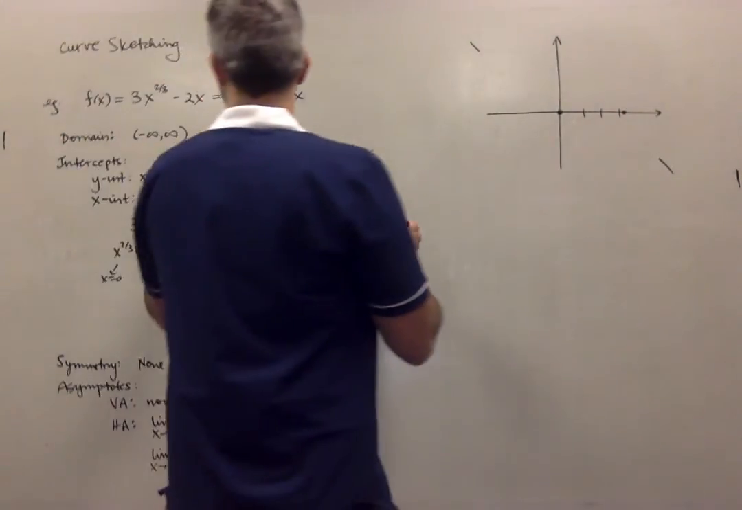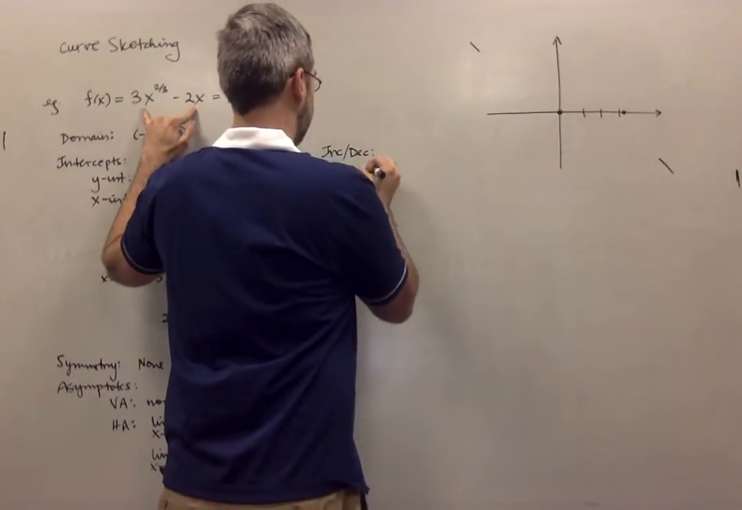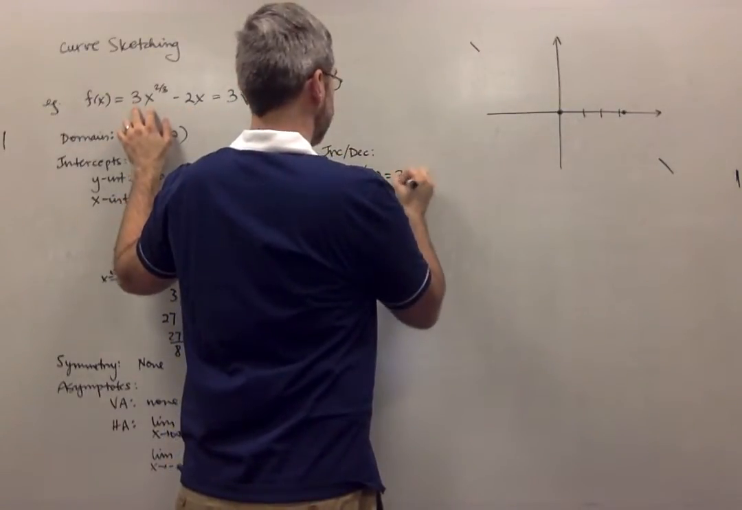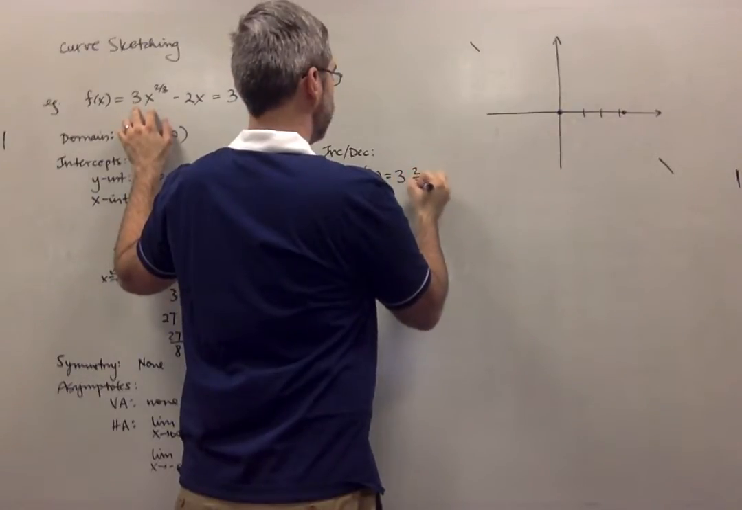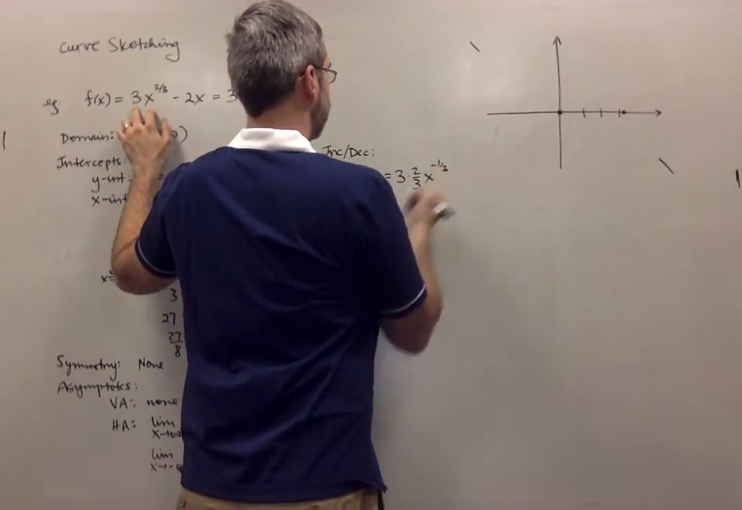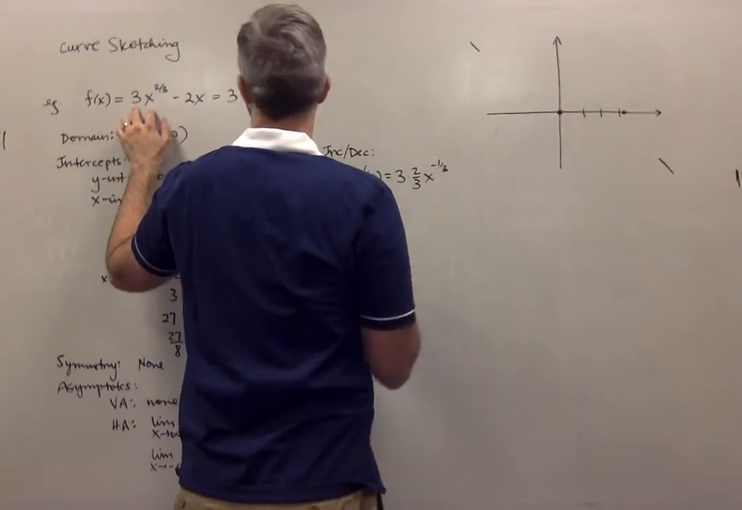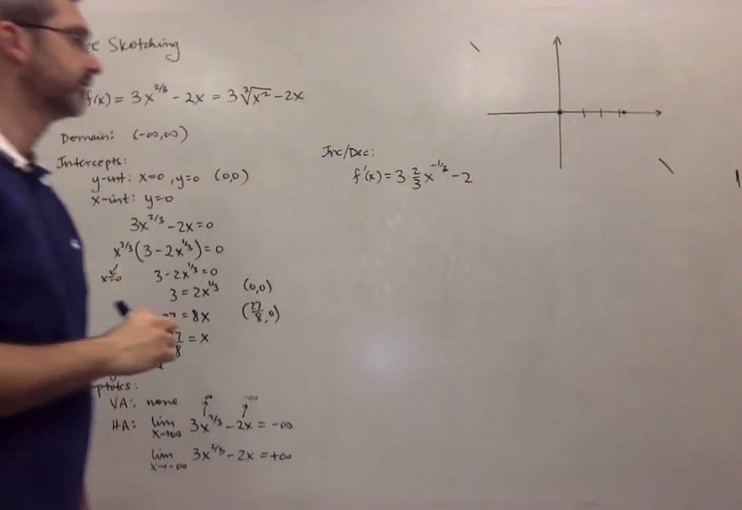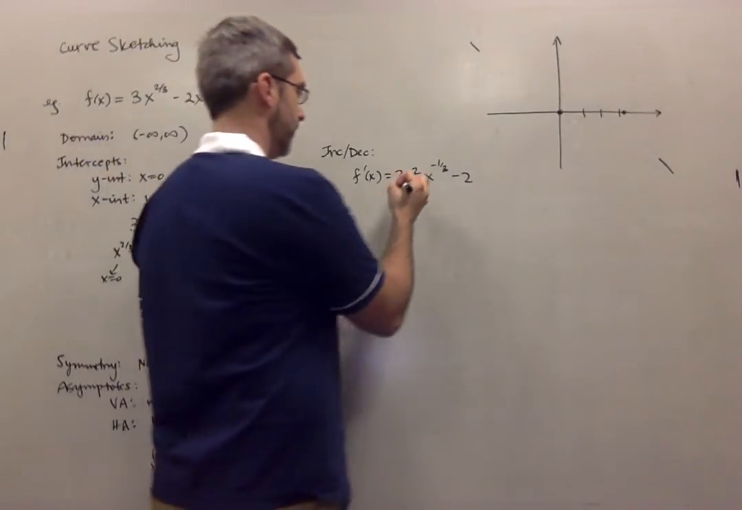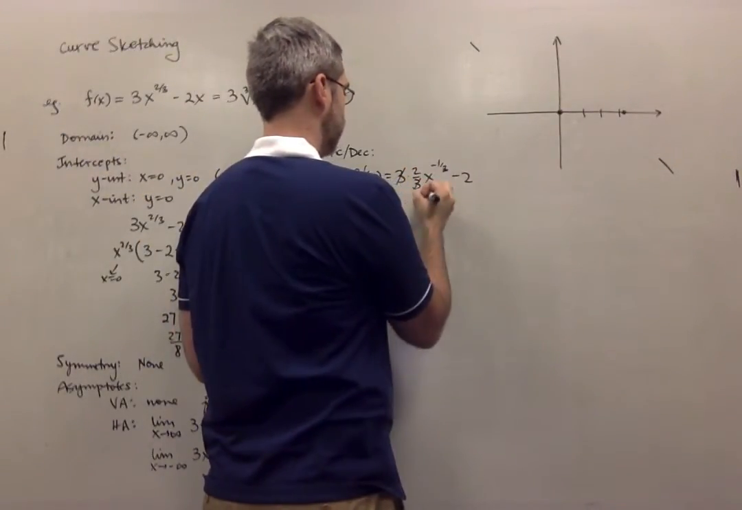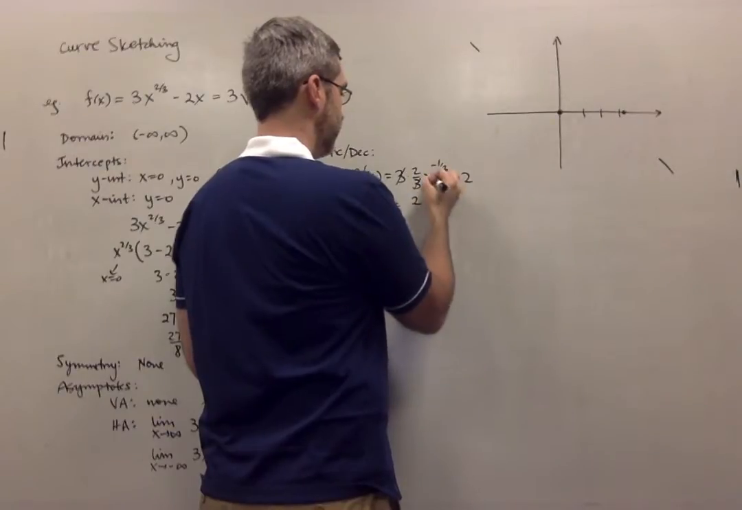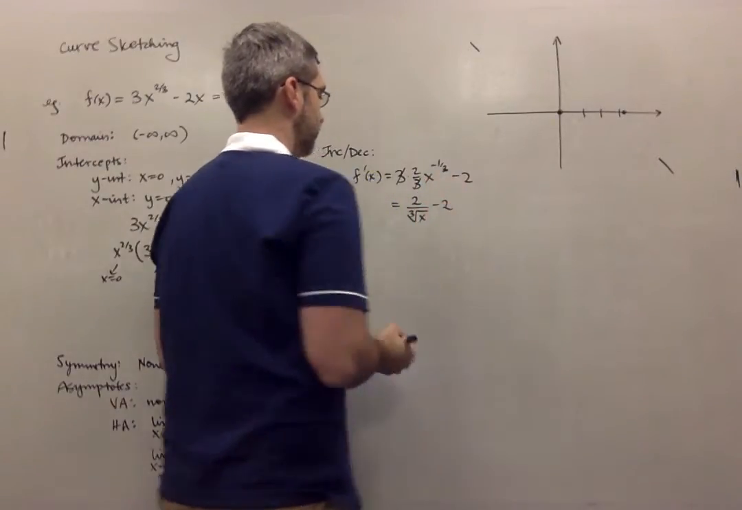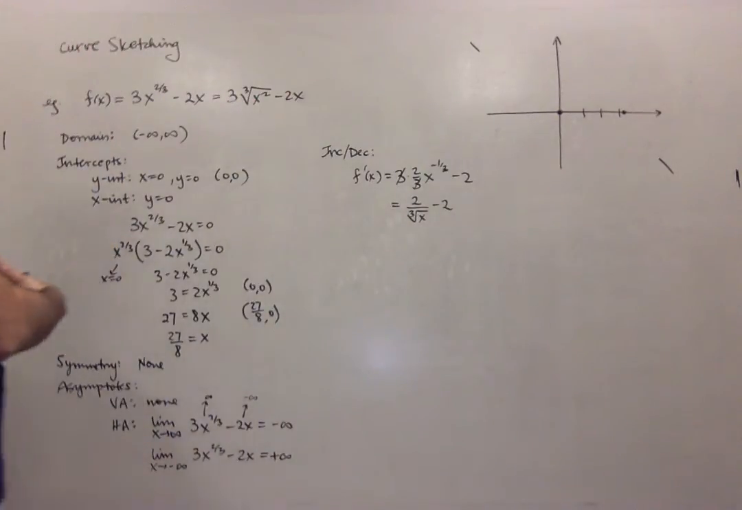Okay, so let's differentiate. So the derivative here is 3, and I've got 2/3 x to the negative 1/3 minus 2. Okay, so let's clean that up a little bit. I've got 2 over the cube root of x minus 2. That's my first derivative.